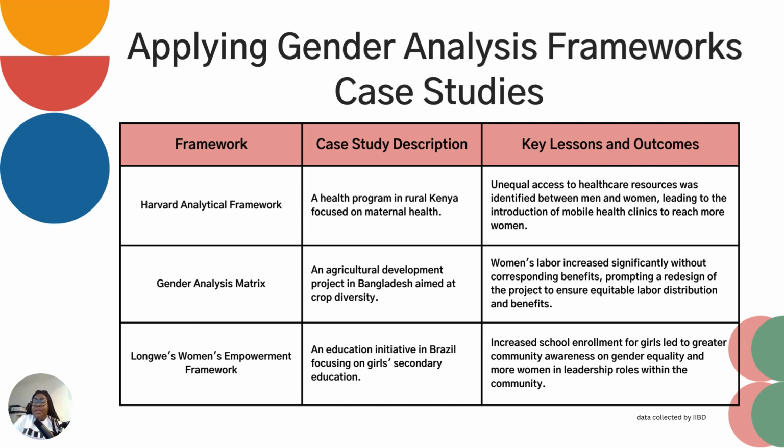Next, let's look at the gender analysis matrix, which was employed in an agricultural development project in Bangladesh. This project initially aimed to increase crop diversity but failed to consider the increased labor burden on women. The application of this framework revealed that women's labor in these projects increased significantly without a corresponding increase in benefits or decision making power. As a result, the project was redesigned to ensure more equitable distribution of labor and benefits between women and men.